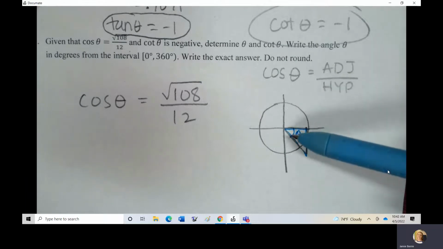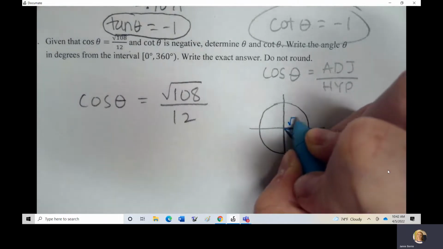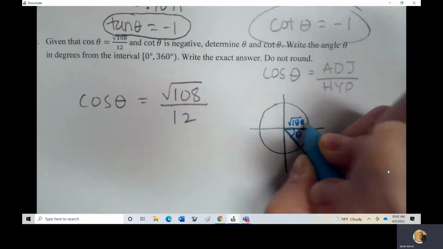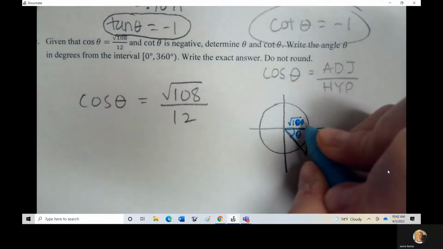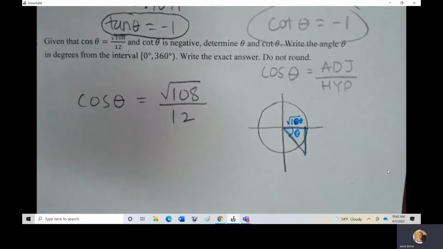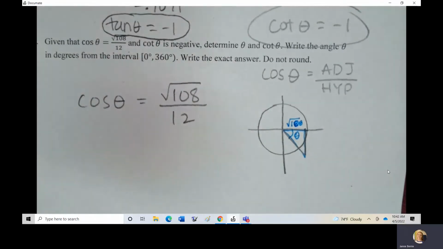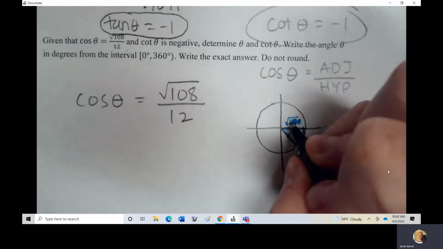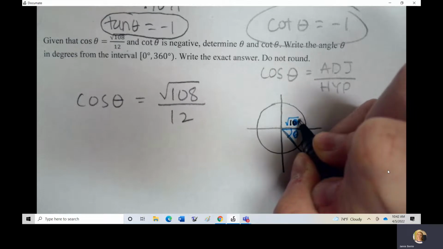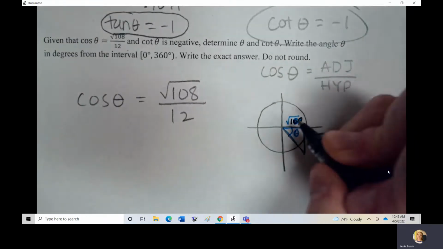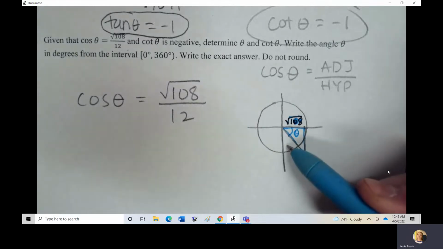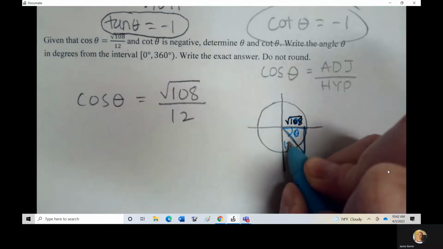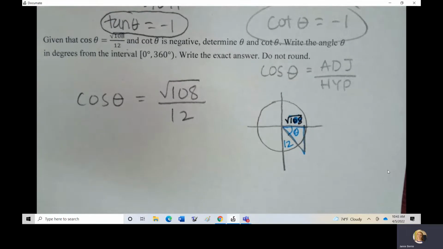All right, so cosine is adjacent over hypotenuse. So that's square root of 108. Whoa, 108. Let me write that with another color so you can tell what it is. 108. All right, and hypotenuse is right here. It is 12.